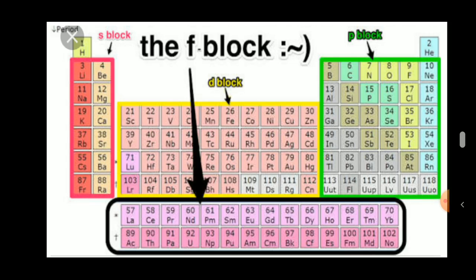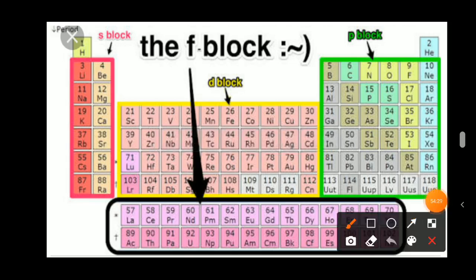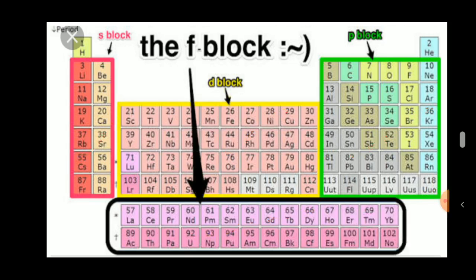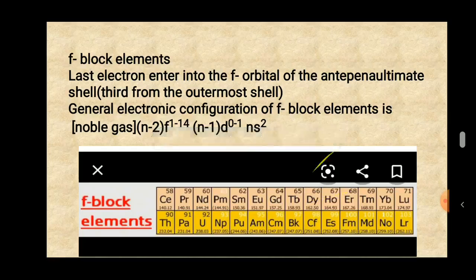Here you can see how the elements are classified based on the block: s block, p block, d block and this is the f block. I hope you understood the concept.